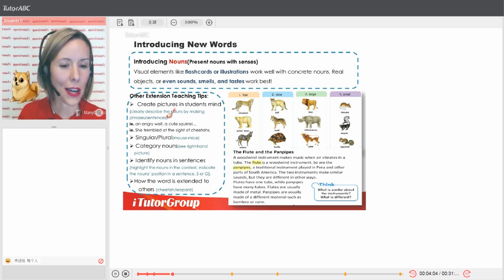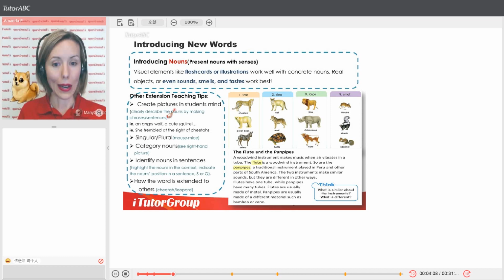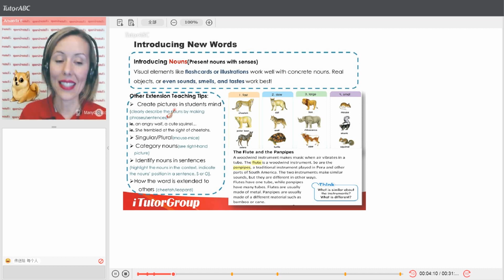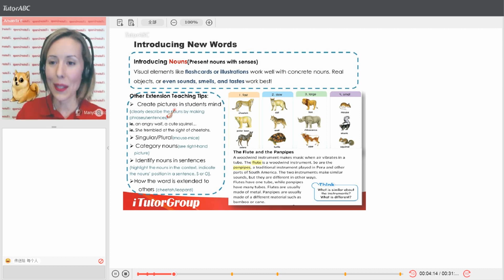It helps the student know, okay, dog, it's not the word for animal or pet or cat. It's a dog. It's more specific than that. So you can bring in another element. It also makes it a little bit more fun.